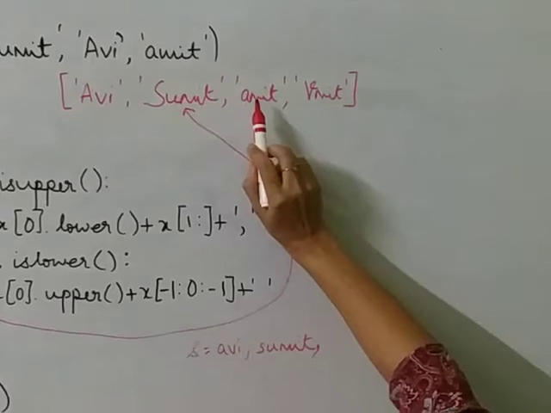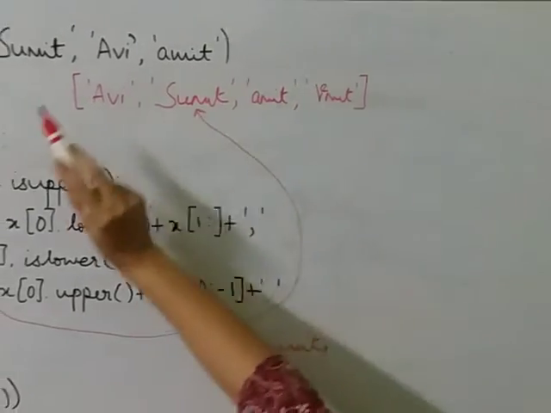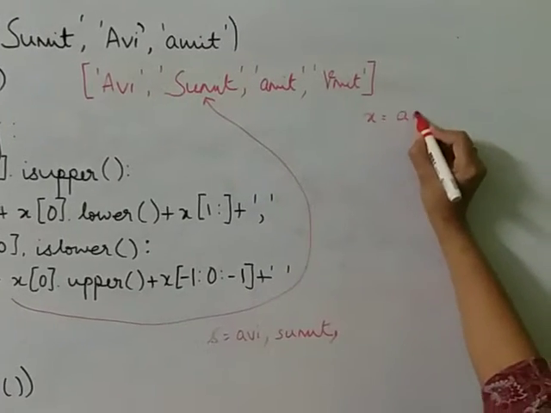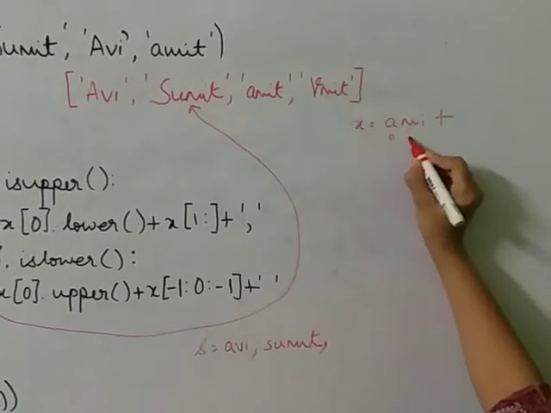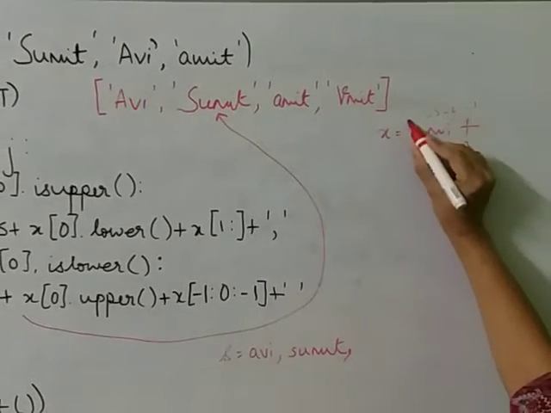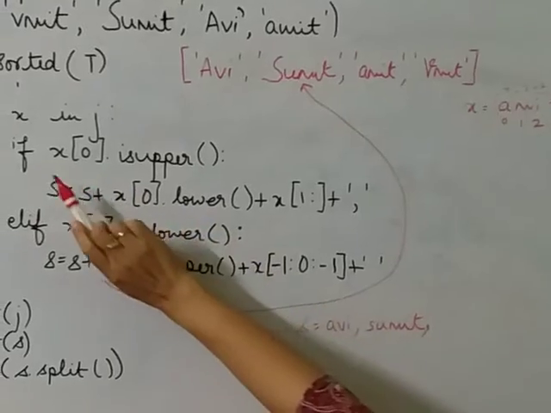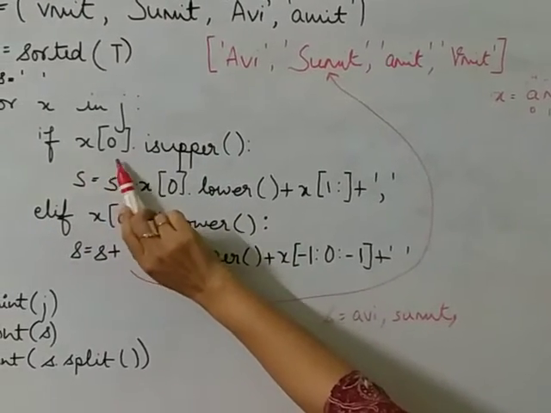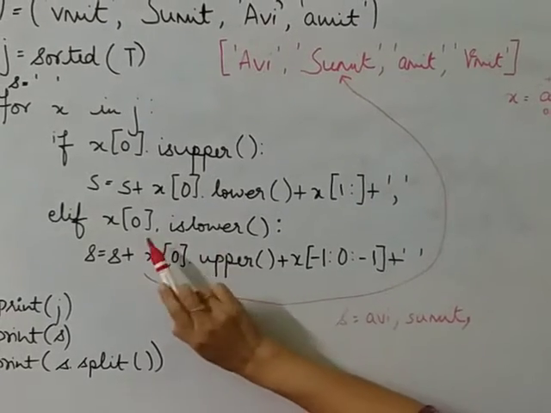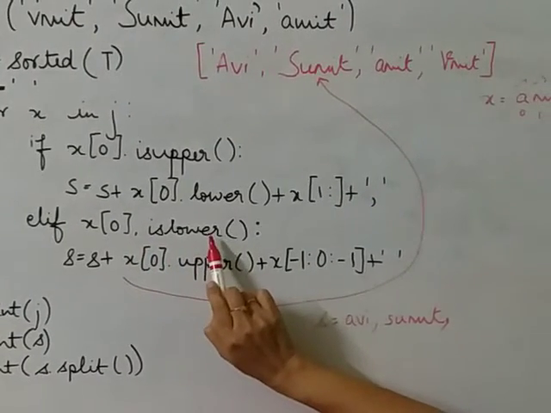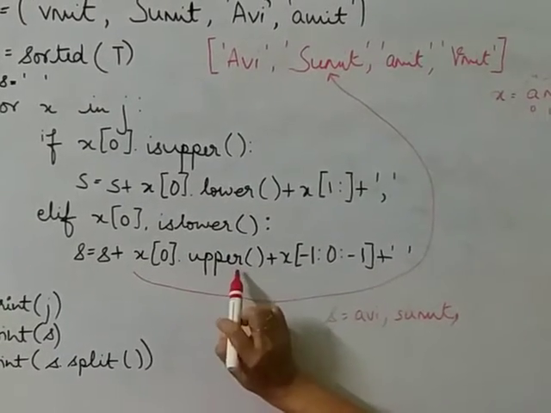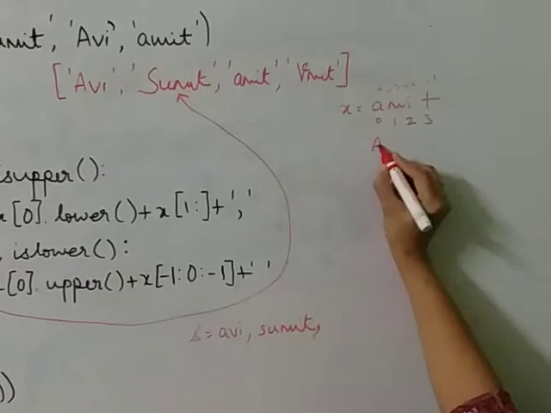Now the next value which will come into X is Amit. Now again X is containing Amit like this. String indexes 0, 1, 2, 3, and here it will be -1, -2, -3 and -4. So it is going to this condition, checking if the 0th index of X is upper, the condition is false, it is coming here, and then it is checking for lower. Now the condition is satisfied. When the condition is satisfied, it will come down and make the 0th character upper case. That means it will be A.